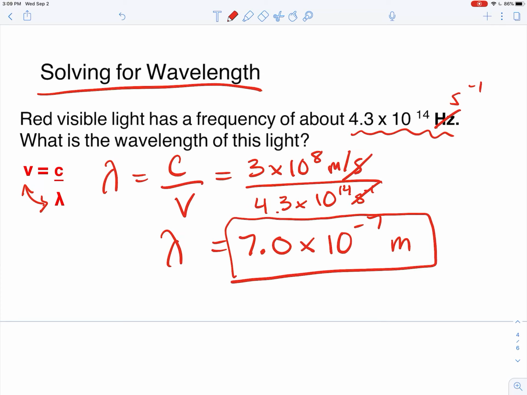Okay. So play around with your calculator. You may need to put this part in parentheses, but that's how you do these light problems. It's just a little bit of algebra using numbers with exponents here.